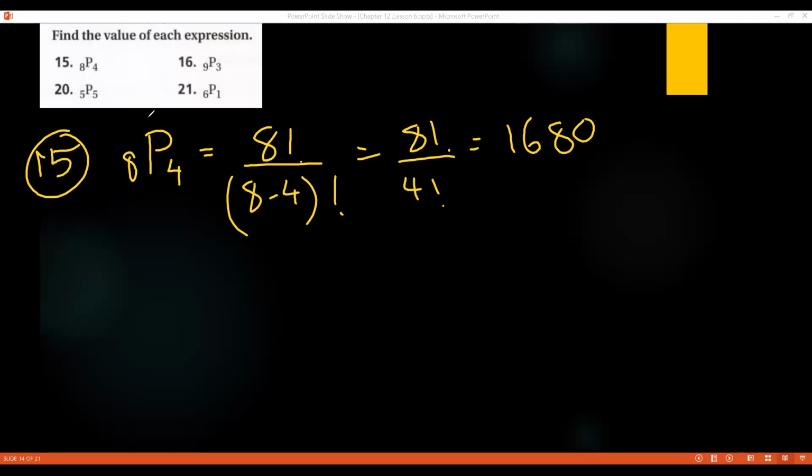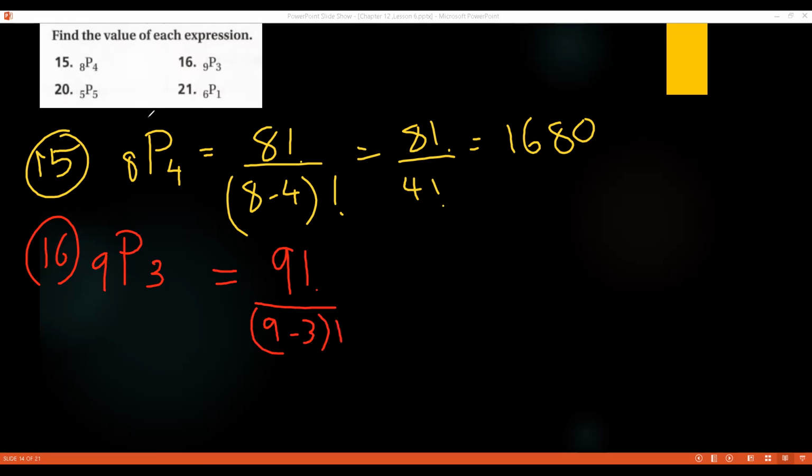Now I want you to solve number 16. Permutation of 9 from 3. It is 9 factorial over 9 minus 3 factorial. I mean, it's 9 factorial over 6 factorial. Can you do it now on your calculator and tell me the final answer? 504, miss. 504, exactly.